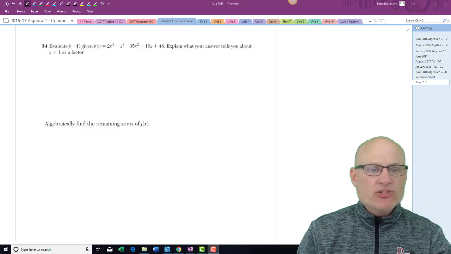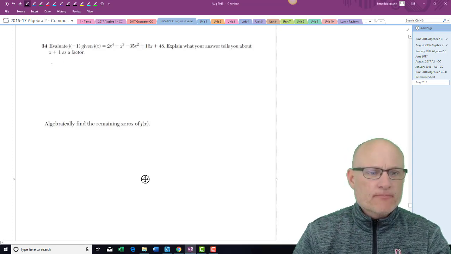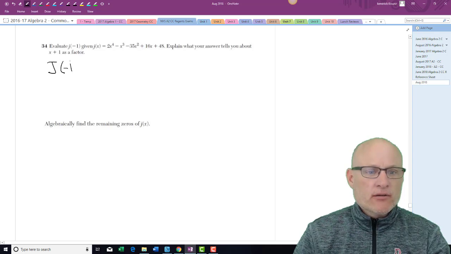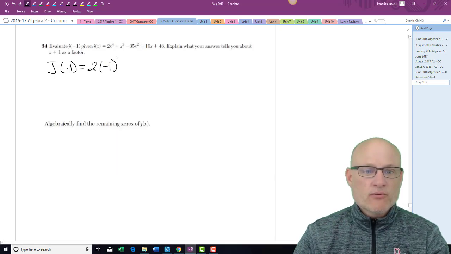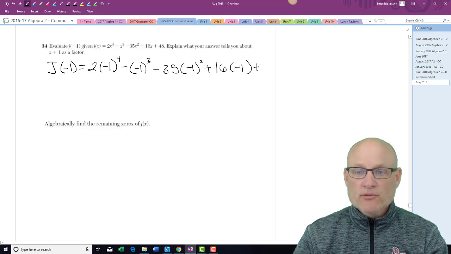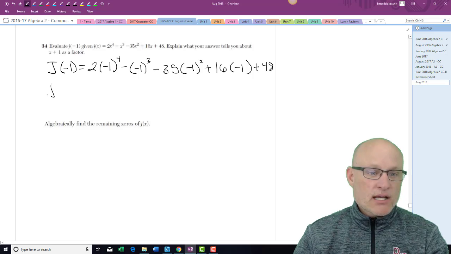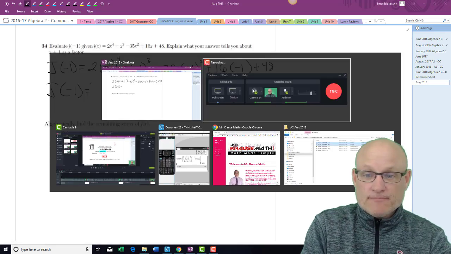All right, evaluate j of negative 1. Okay, so if they tell you to evaluate it, you probably should show some work. Let me try to write neatly. J of negative 1 is equal to 2. Anytime you sub in, use parentheses. Negative 1 to the 4th minus negative 1 cubed minus 35 times negative 1 squared plus 16 times negative 1 plus 48. Now, I am not showing in between values on this. In fact, I'm not even going to do the problem that way.